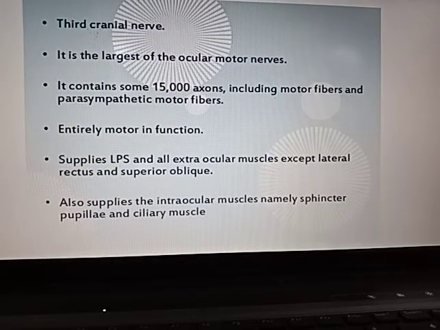The third cranial nerve is the largest of the ocular motor nerves. It contains around 15,000 axons, including motor fibers and parasympathetic motor fibers. It is entirely motor in function, supplying levator palpebrae superioris and all extraocular muscles except lateral rectus and the superior oblique. The superior oblique is supplied by the fourth cranial nerve, and the lateral rectus is supplied by the sixth cranial nerve. It also supplies the intraocular muscles, namely sphincter pupillae and the ciliary muscle, which control the amount of light which enters through the pupil of the eyeball.